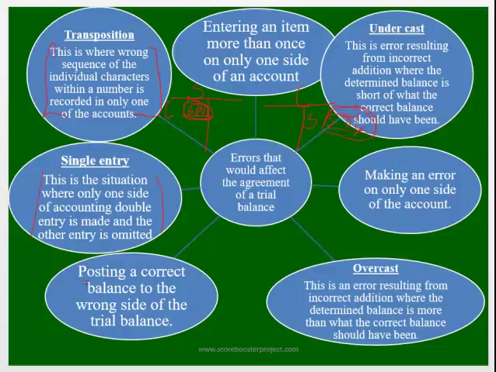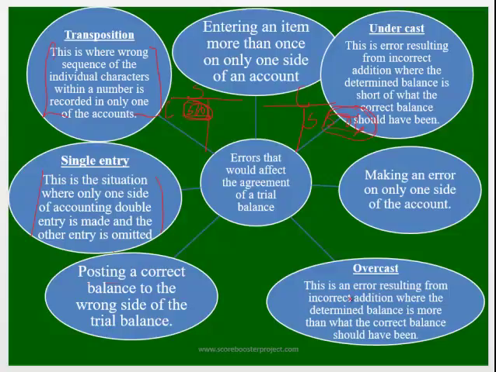Then posting a correct balance to the wrong side of the trial balance. For example, you have an opening balance from the bank overdraft. Overdraft is a liability to the company. For the fact that it's a bank account does not mean that you are going to put it on the debit side. We will put it on the credit side because an overdraft is a liability. So if you put it on the debit side, then your account will not balance. That's the meaning of this.